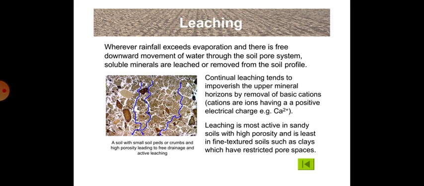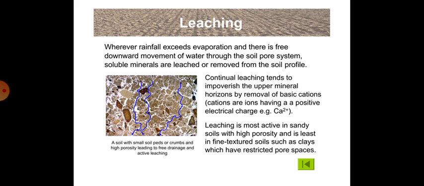Now we'll discuss leaching. Wherever rainfall exceeds evaporation and there is a free downward movement of water through the soil pore system, soluble minerals are leached or removed from the soil profile. Continual leaching tends to impoverish the upper mineral horizons by removal of basic cations. Cations are ions having a positive electrical charge.